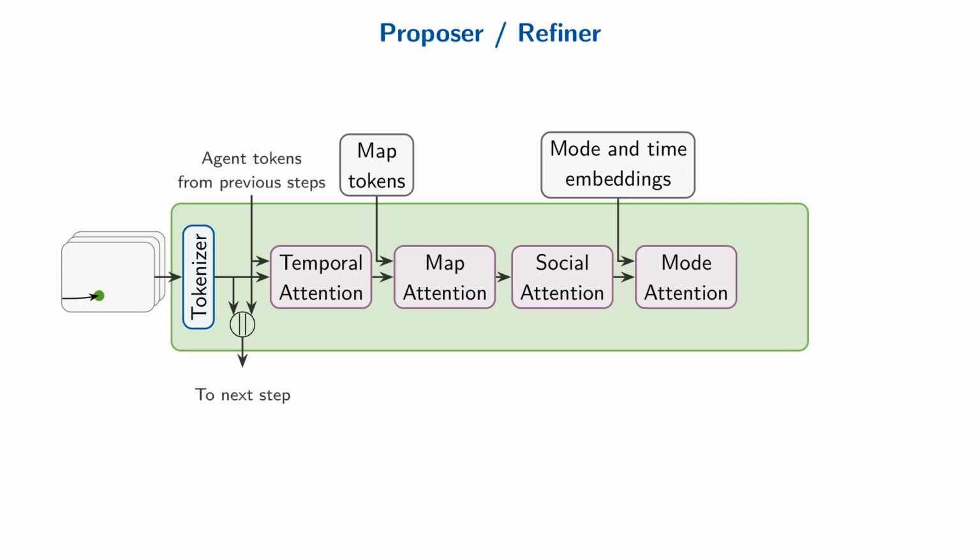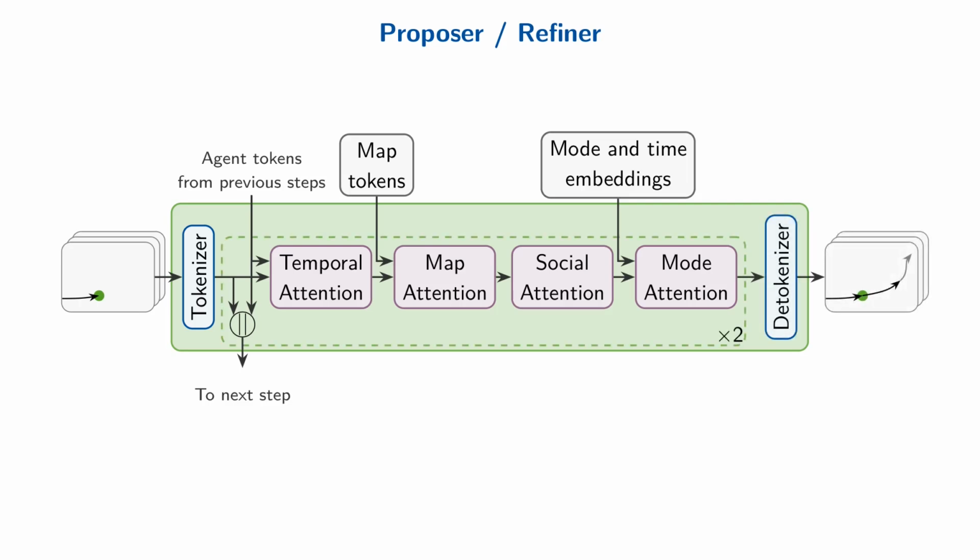Note that this is the only difference between the history and the future, as the history is unimodal. For this reason, we give mode embeddings to the mode attention, such that it can distinguish between the different modes. A time embedding further tells the model how many multimodal steps it has already predicted, as it is expected that the modes diverge over time. All attention use relative position encodings based on the reference point. All these blocks are repeated twice, and then a detokenizer outputs the final trajectory.